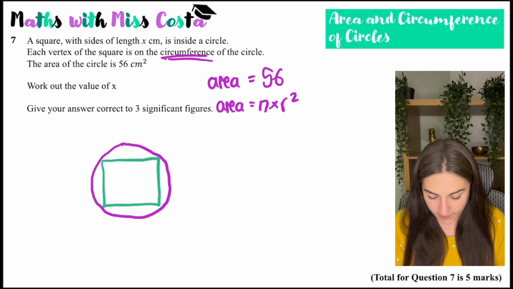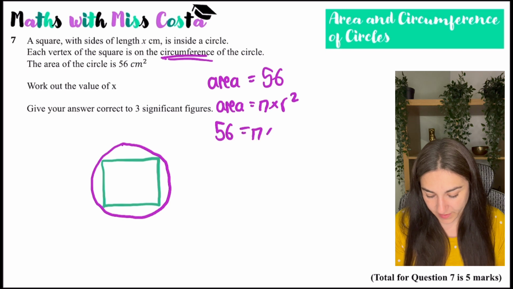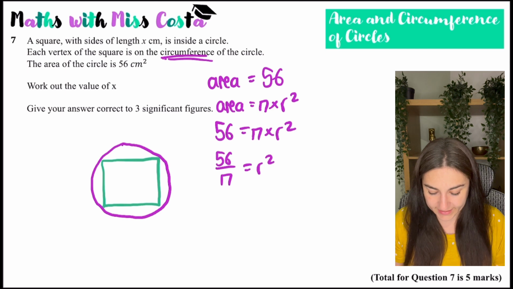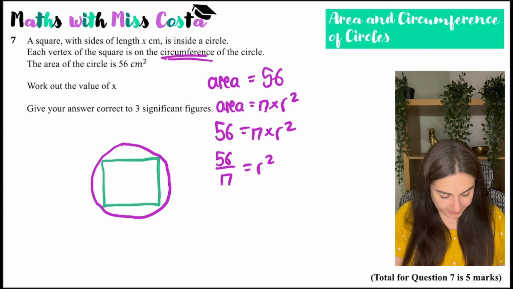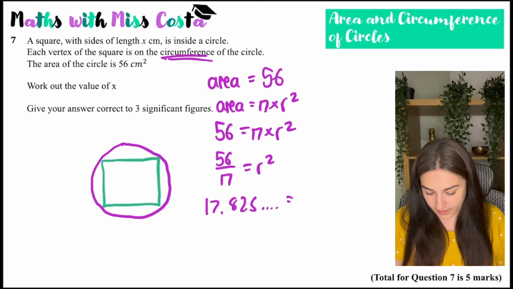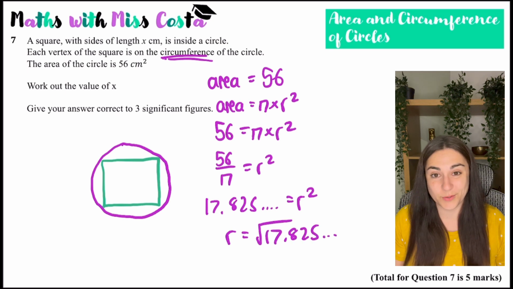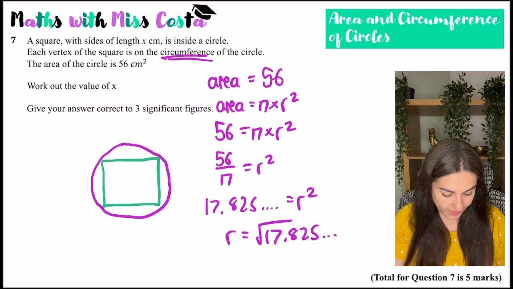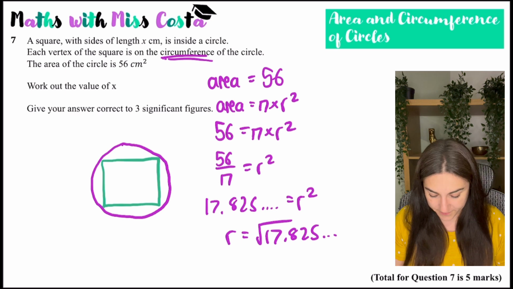So I know that 56 is pi times radius squared. So if I did 56 divided by pi, that would tell me what the radius squared is. And 56 divided by pi is 17.825. That's r squared. So r is going to be the square root of 17.825. I don't need to write it all out. I can just type in the square root of answer on my calculator.